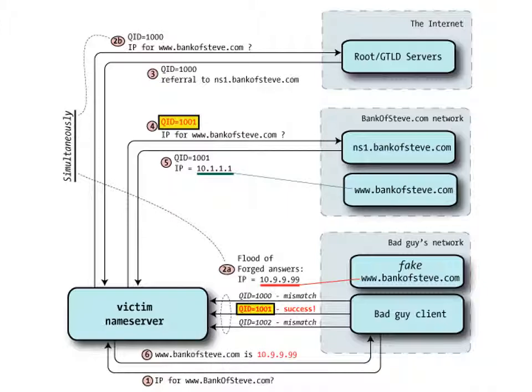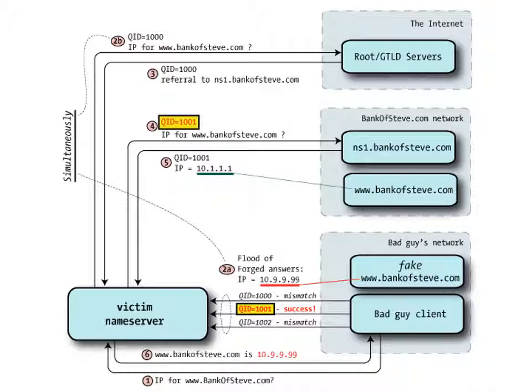The way that you can attack this is by injecting a fake response. There's a couple of places you can do this. Here we are doing it when we are looking up the name server for the actual domain, Bank of Steve. When you're looking up the address for www.bankofsteve.com, the bad guy will send a forged DNS lookup response with the wrong IP address.